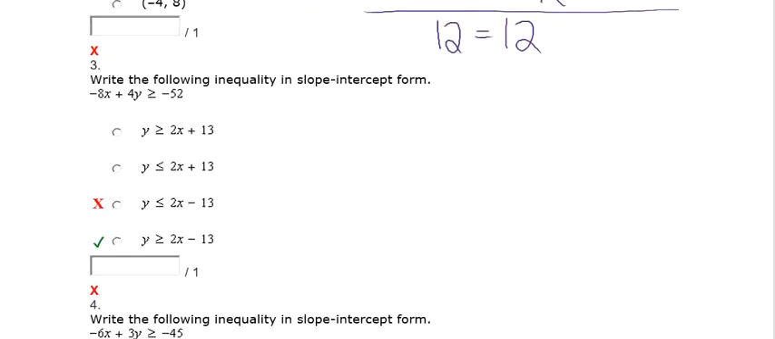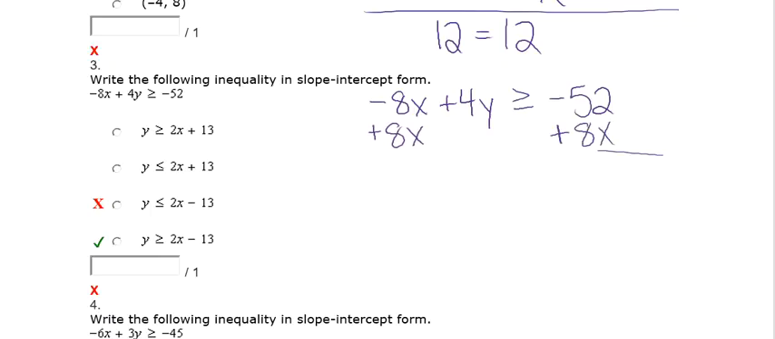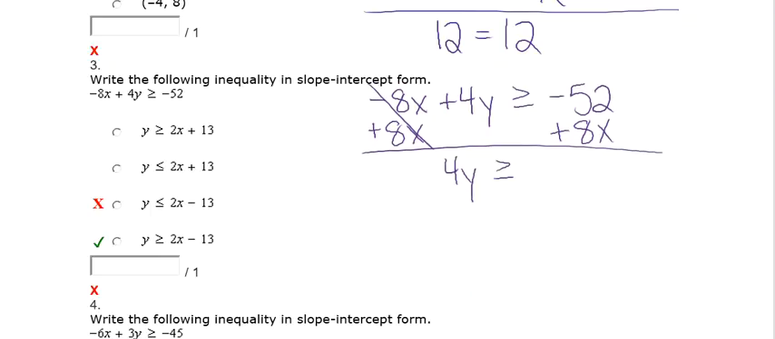Number 3 asks you to write the inequality in slope-intercept form. So when you put something in slope-intercept form, you're trying to solve for the y variable. So the first thing we always have to do is move the x to the other side. I do that by adding 8. Since it's a negative 8, that's the opposite. I'm going to bring down 4y. It's greater than or equal to.